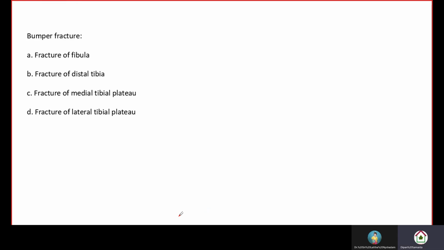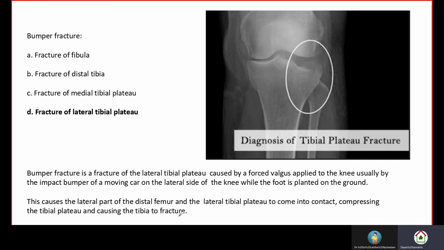Bumper fracture. Bumper fracture is fracture of lateral tibial plateau. This is the typical bumper fracture. It's the fracture of lateral tibial plateau caused by a forced valgus applied to the knee, usually by the impact of the bumper of a moving car on the lateral side of the knee while the foot is planted on the ground. This causes the lateral part of the distal femur and the lateral tibial plateau to come into contact, compressing the tibial plateau and causing the tibia to fracture.